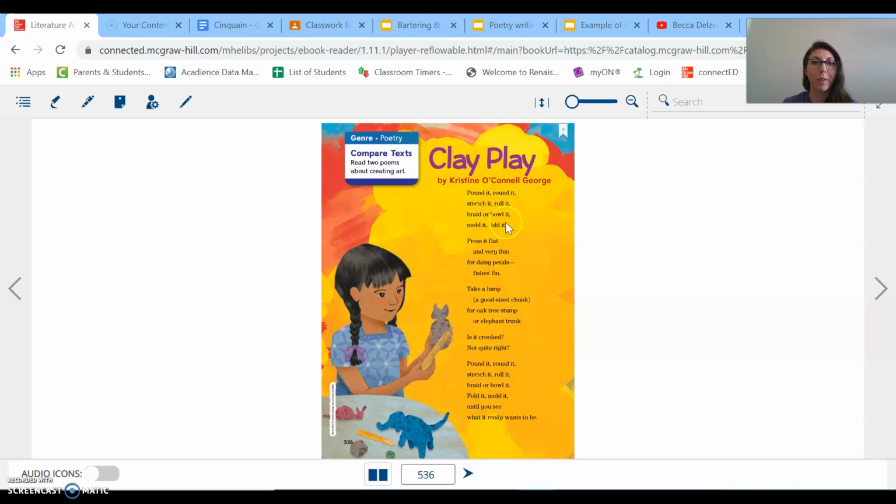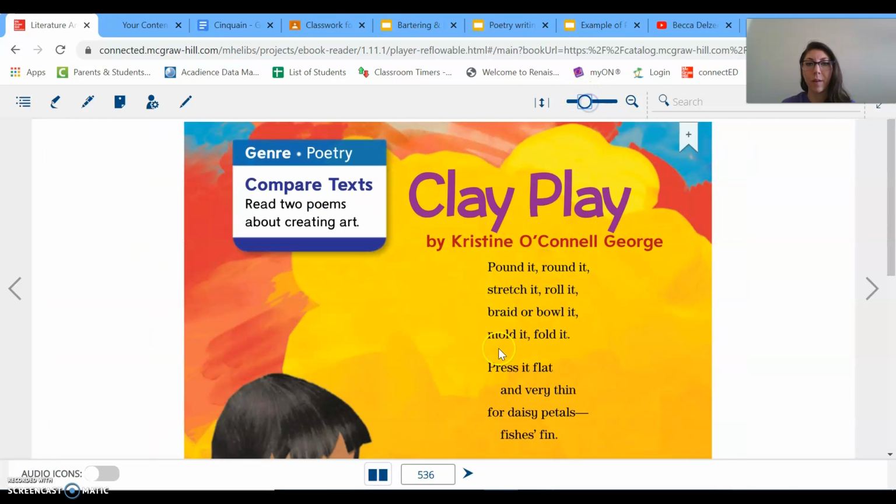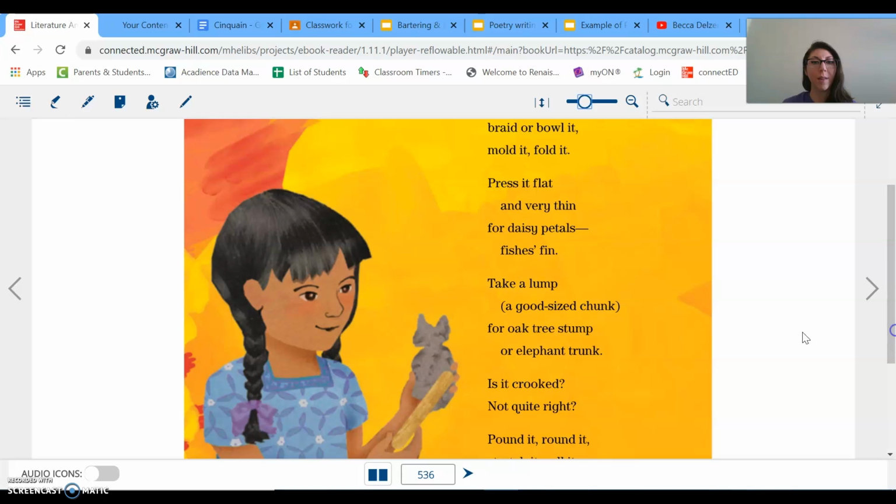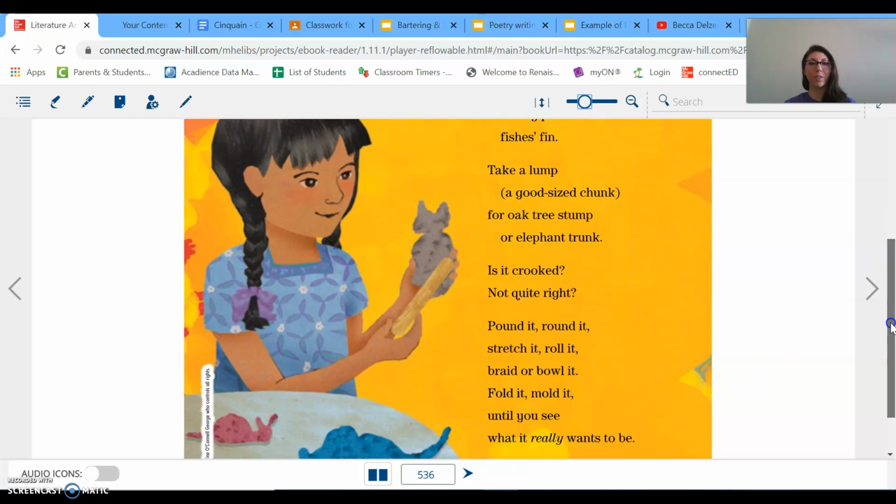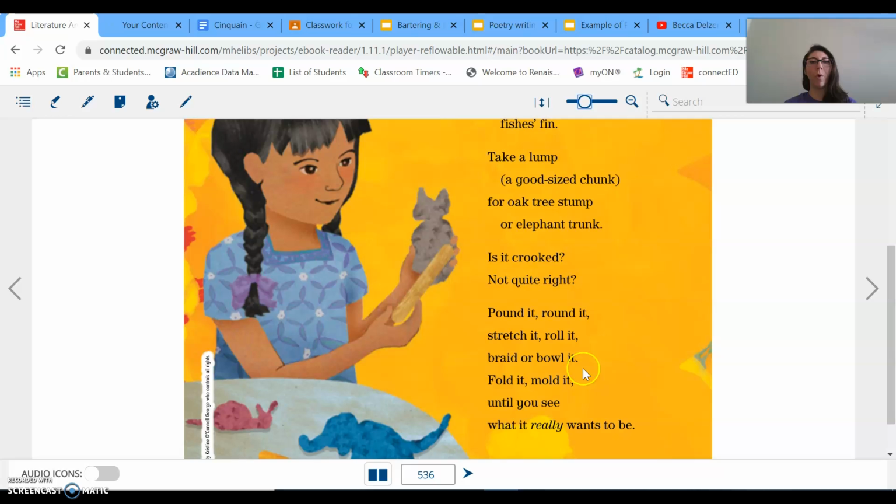Be thinking about that. Okay. Pound it, round it, stretch it, roll it, braid or bowl it. Braid or bowl it. Mold it, fold it, press it flat and very thin, for daisy petals, fish's fin. Take a lump, a good-sized chunk, or oak tree stump, or elephant trunk. Is it crooked? Not quite right. Pound it, round it, stretch it, roll it, braid or bowl it, fold it, mold it, until you see what it really wants to be.